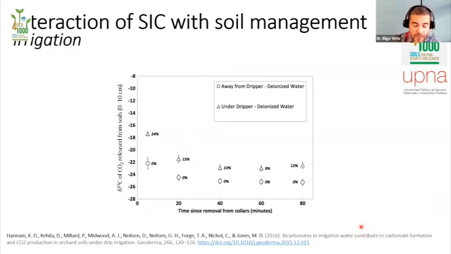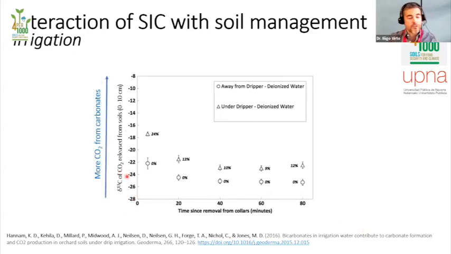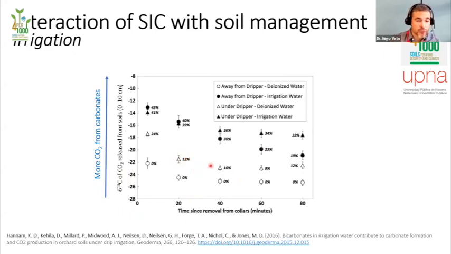Just for those who are not very familiar maybe with this, we assume that because the isotopic signature of carbonates is much higher than that of organic matter, the higher the isotopic signature of CO2, the higher the proportion of carbonates being the source of this CO2. So if we see, for instance, here in any position, we can see that when we irrigate only with water, the closer we are to the dripper, the higher is the proportion of CO2 released from carbonates. But if we irrigate with true irrigation water containing ions in solution, we can see that this increases a lot. So there is a significant proportion of the CO2 release that actually comes from carbonates when we irrigate.